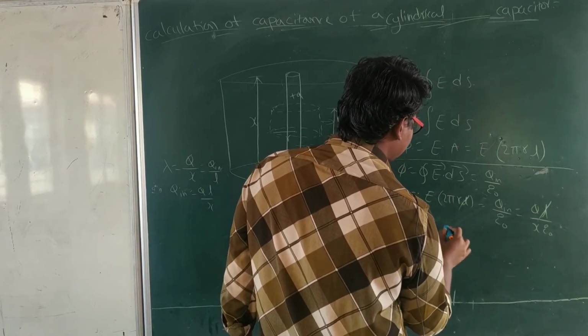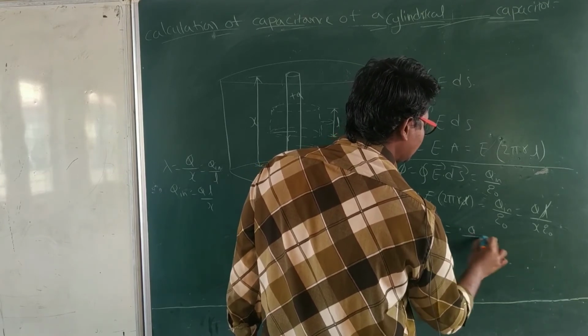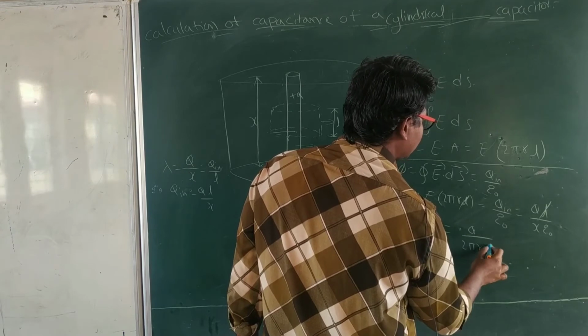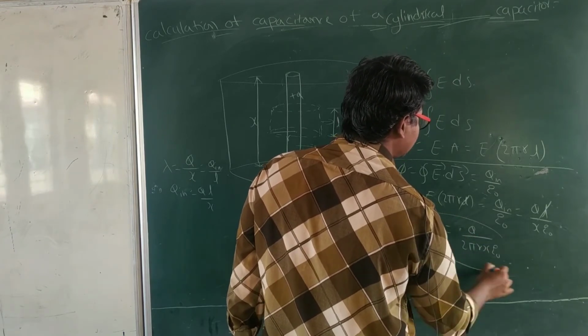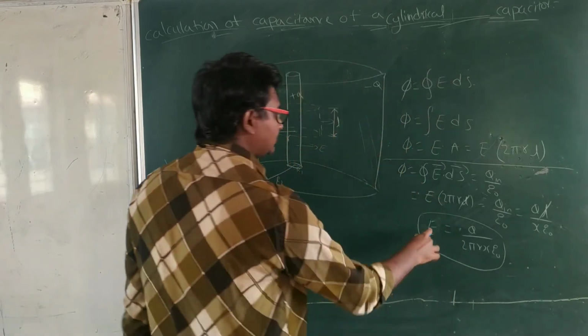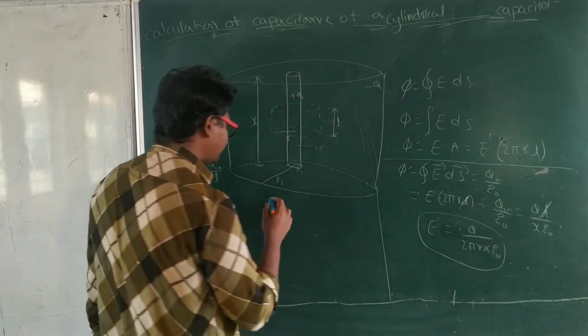Alright, then E of 2 pi r. E is equal to Q by 2 pi r x into epsilon naught, where x represents the total length of the cylinder. Fine, that is the E value. After finding the E value, we need to go for the V value.